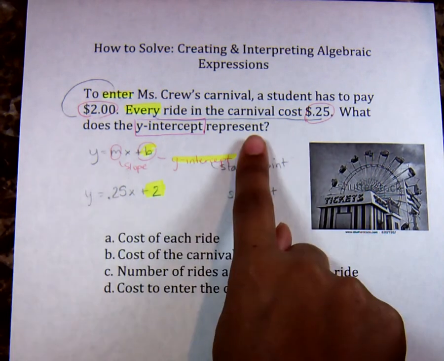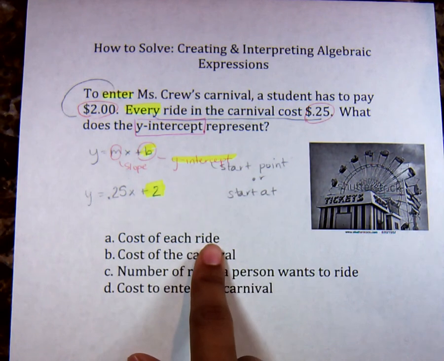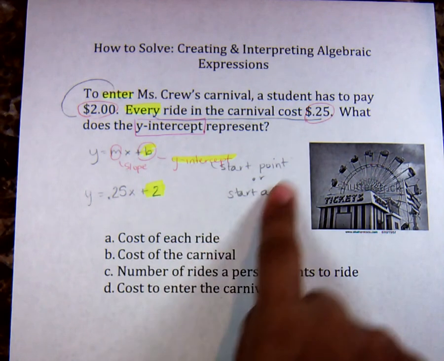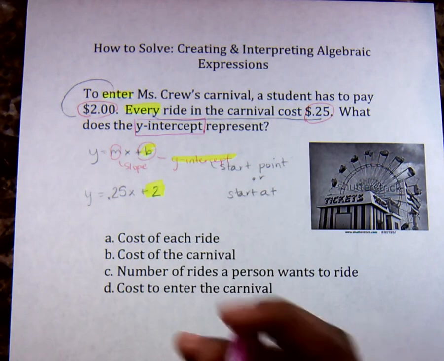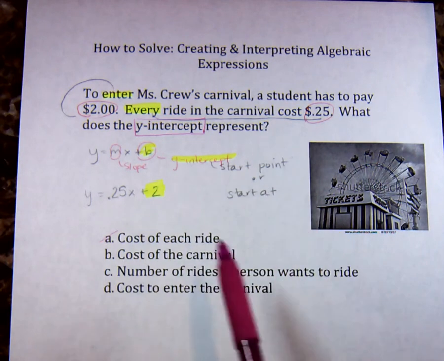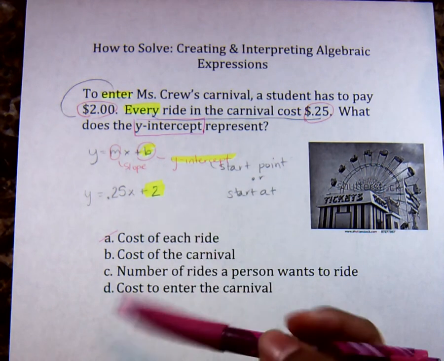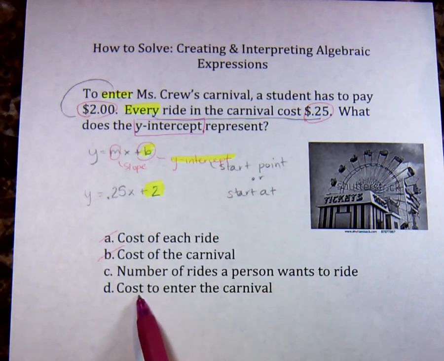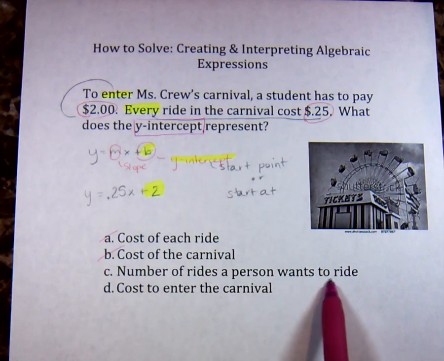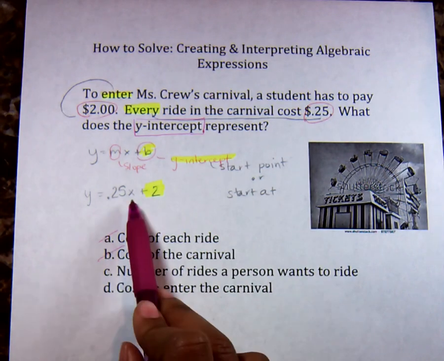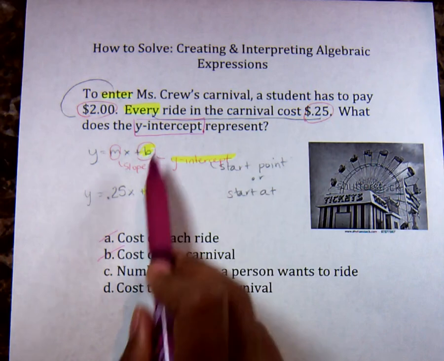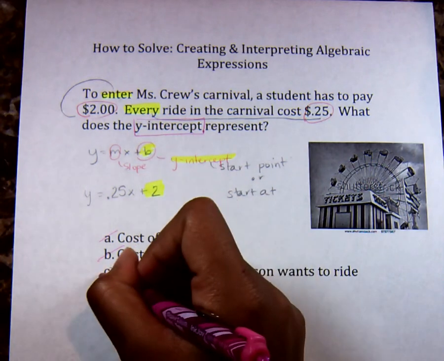What does the y-intercept represent? A, cost of each ride. Well, we know that that's not true because the cost of each ride is 25 cents. So I'm going to mark through A. B, the cost of the carnival. We do not know how much Miss Cruz paid for the carnival. C, the number of rides a person wants to ride. Well, technically that would be represented by x because x represents every ride. So that can't be true.